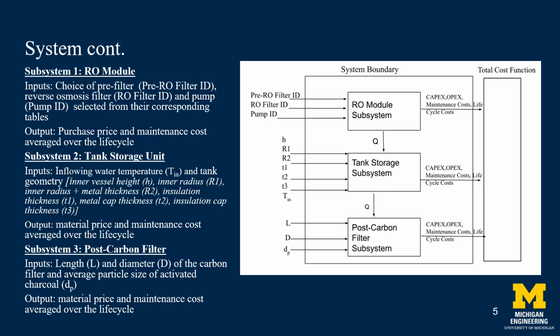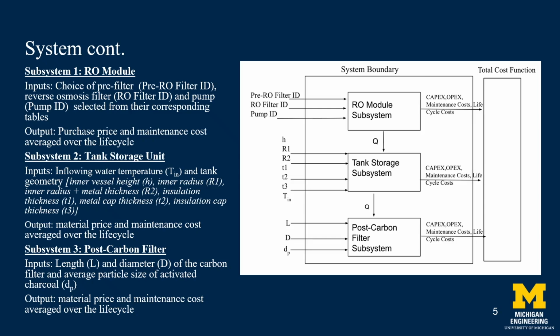The second subsystem is the tank storage unit, which can be designed with varying height, inner radius, material thickness, insulation thickness, metal cap thickness, and insulation cap thickness. These design choices, along with the flow rate coming from the first subsystem, determine the flow rate going to the last subsystem.